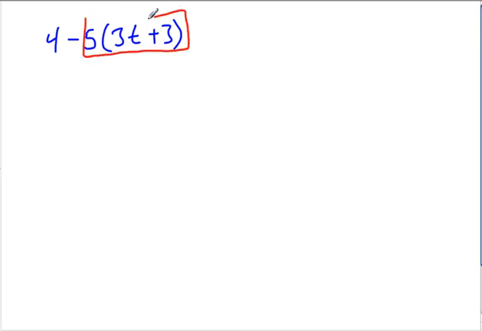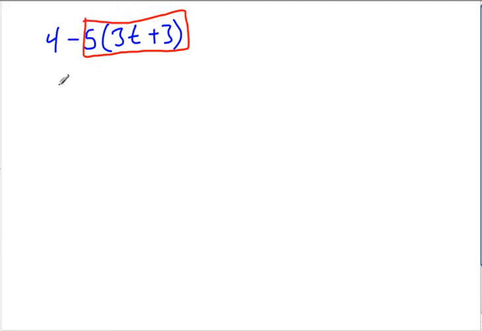Let's try 4 minus 5 times 3t plus 3. I used a little curl on the end of my t's so they don't look like pluses. So this is a t, that is a plus. First, there's a couple of ways we can think about this, as we talked about in class. We can think about all this being separate and just remembering that we're going to subtract all of that.